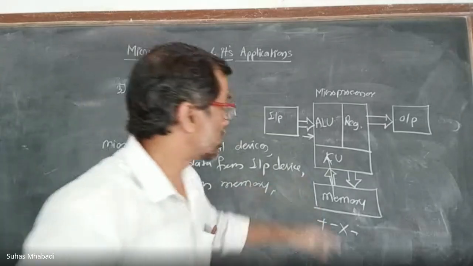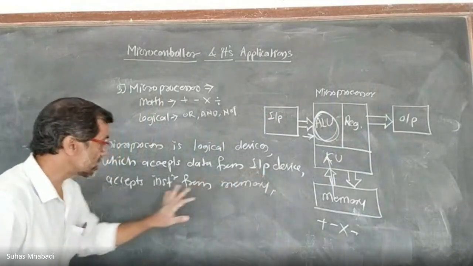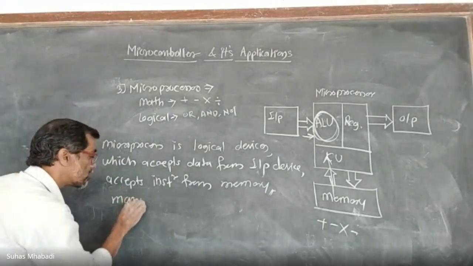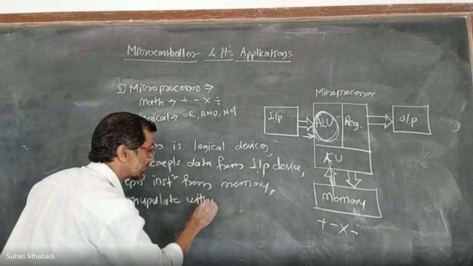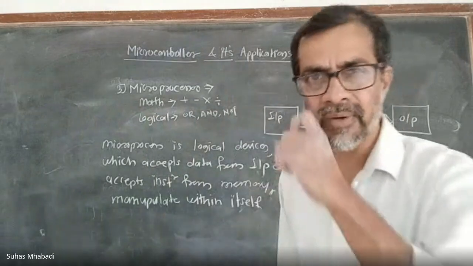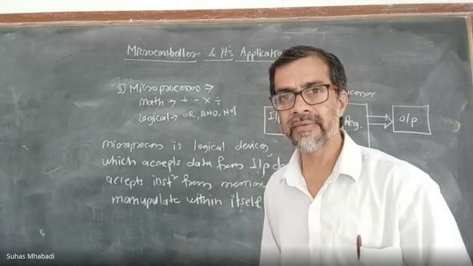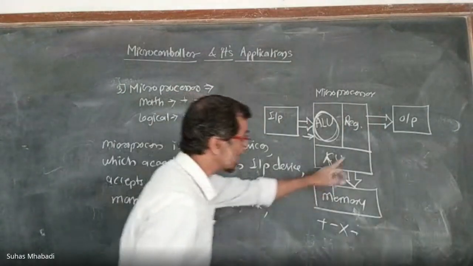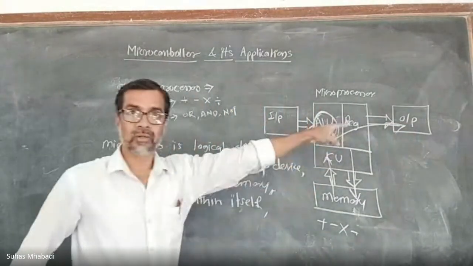It has to manipulate. So input data is available, instructions are available. Now we have to go for computation. Manipulate within itself. Manipulate is not a proper word actually. Computation is the proper word, but fine. It is manipulating data within itself. Now we got a result: 10 plus 20, 30. So the result can be saved in a memory or sent to an output device.